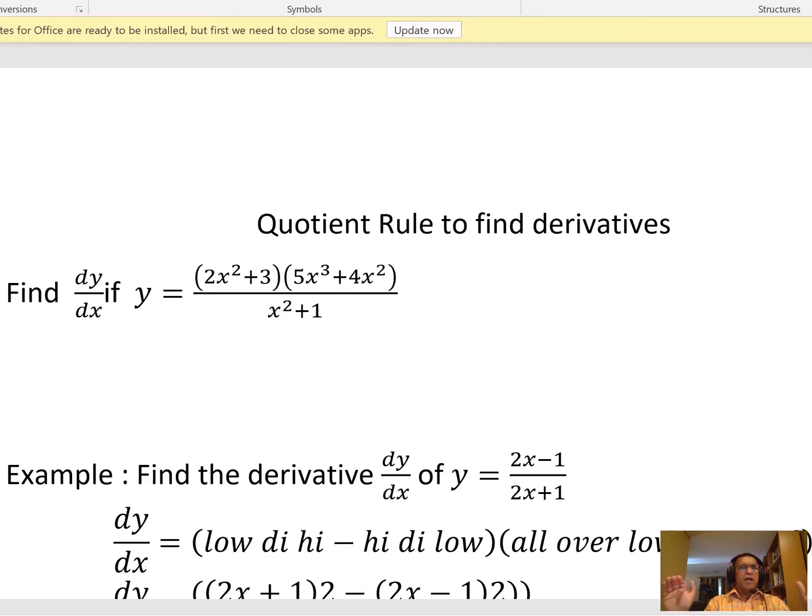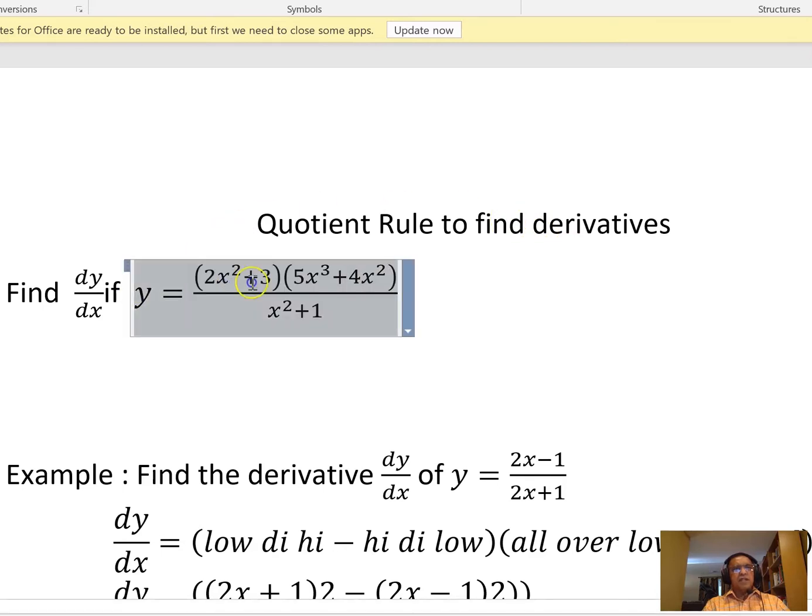Now we have so far done the power rule, the constant multiple rule, the sum rule, and the product rule. So if you are given a kind of complicated expression like this, where you need to find the derivative, let's take a look at this one. First of all, because you know the power rule, you can take care of the x squared here. And because you know the constant multiple rule, you can take care of the whole piece here. And because you know the sum rule, you can take care of the 2x squared plus 3. Likewise, you can take care of this piece. But because you know the product rule, you can take care of this whole product.